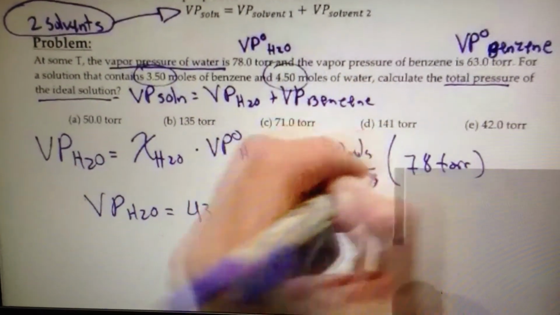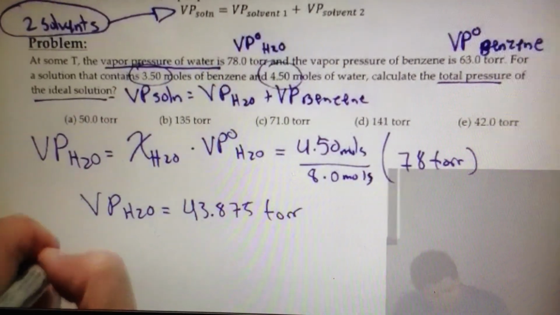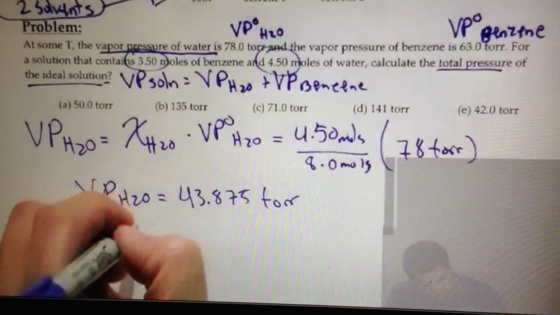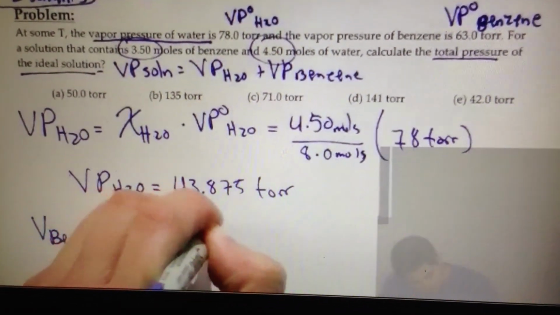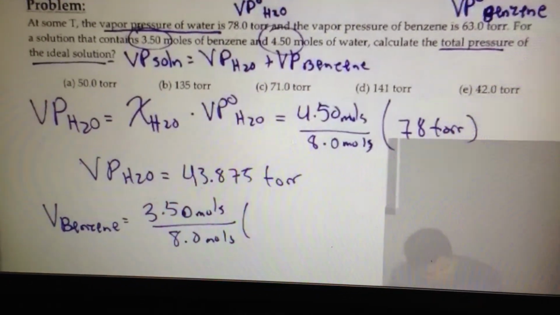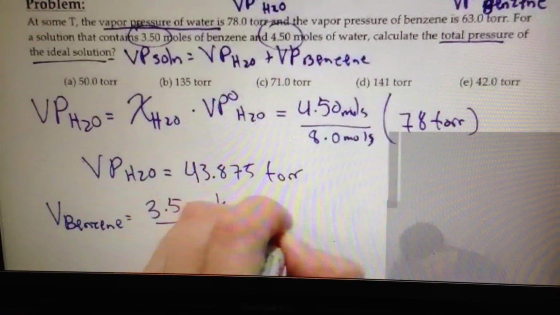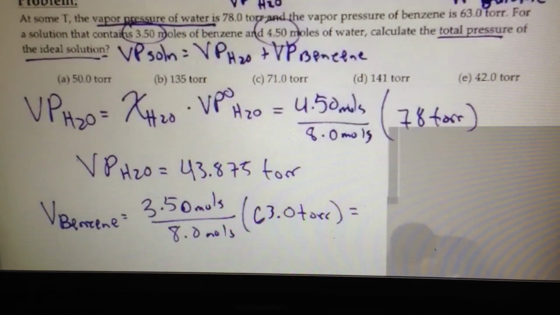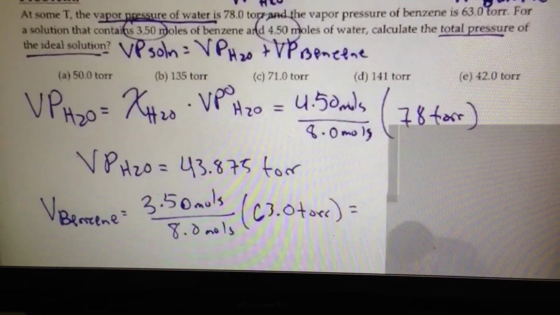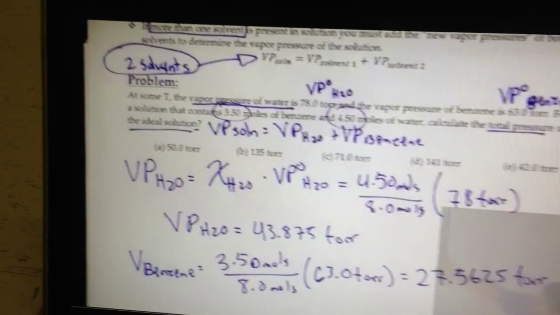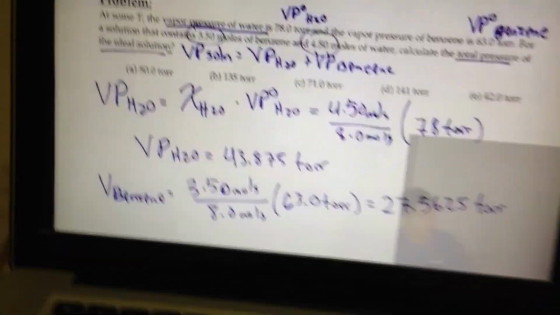Cool. All right. And then the other thing is, now we want to find the benzene one. The mole fraction of benzene would be 3.5 moles divided by 8.0 moles times, what's the new vapor pressure? Oh, the pure one is 63 torr. So that would be 3.5 divided by 8 times 63. So that's going to be 27.5625 torr. So as you can see, it is lowered, right? Does everybody agree with that? We are lowering the vapor pressure here.